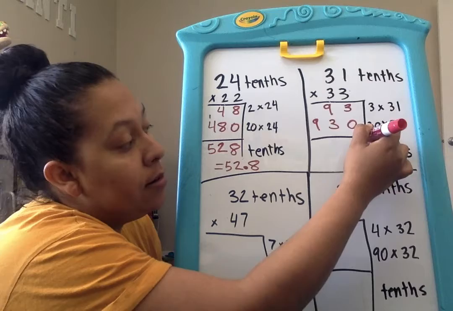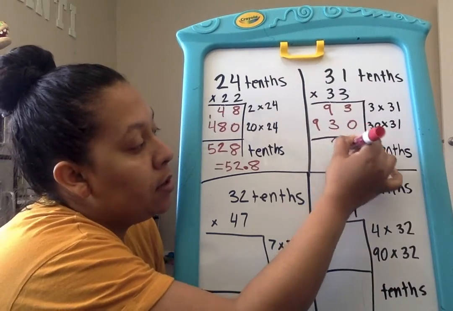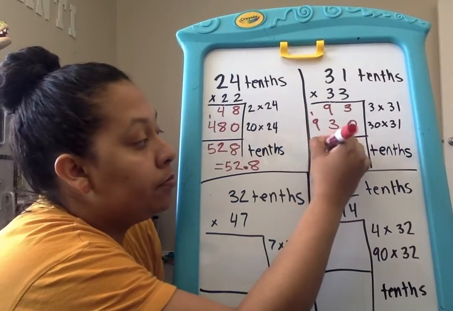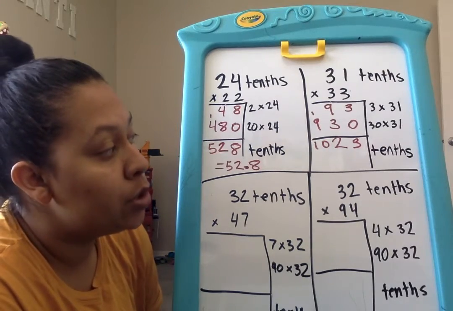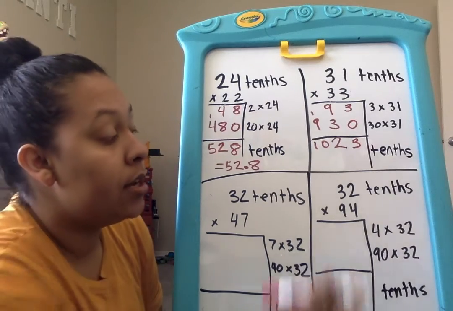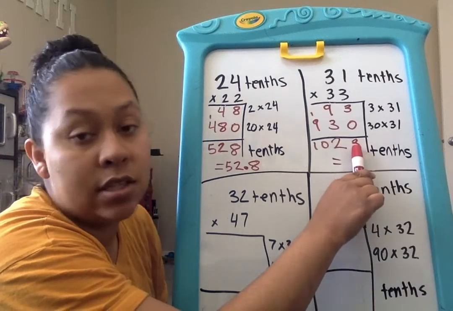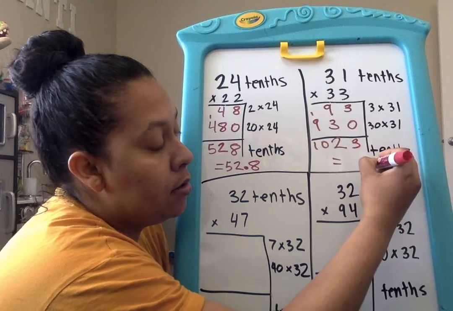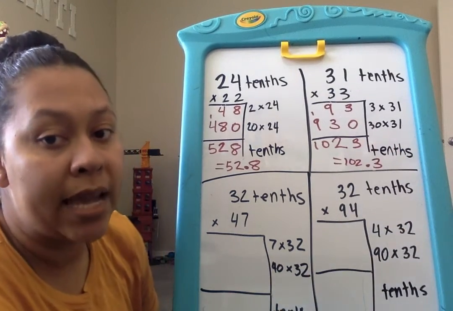So 3 plus 0, 9 plus 3, carry the 1. 1 plus 9, 10. So now we have 1,023 tenths, because that's our unit. So now we can rewrite that in standard form. So if that last digit all the way to the right needs to end in the tenths place, 102 and 3 tenths.